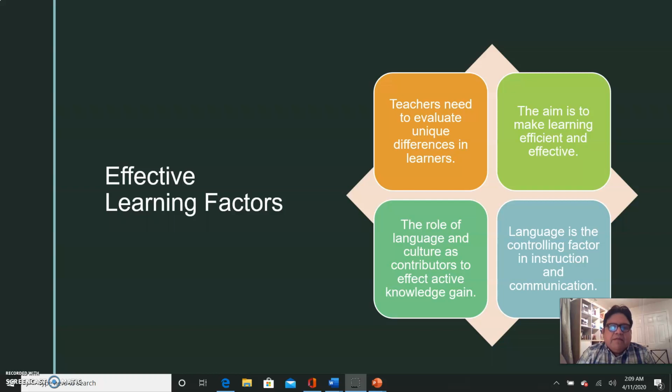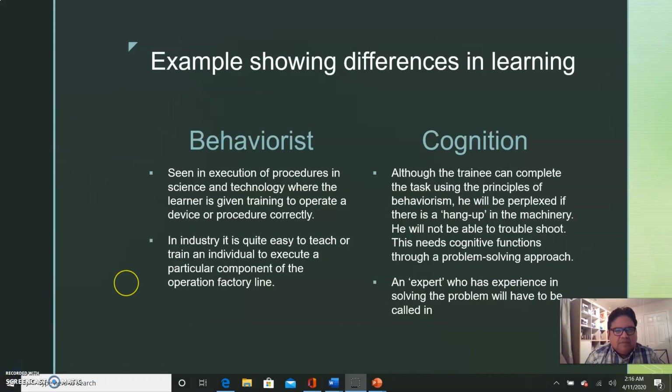The following are effective learning factors. Teachers need to evaluate unique differences in learners. The aim is to make learning efficient and effective. Language is the controlling factor in instruction and communication, and the role of language and culture contributes to the effect of active knowledge gain. The differences between these learning theories is the following in medical school.